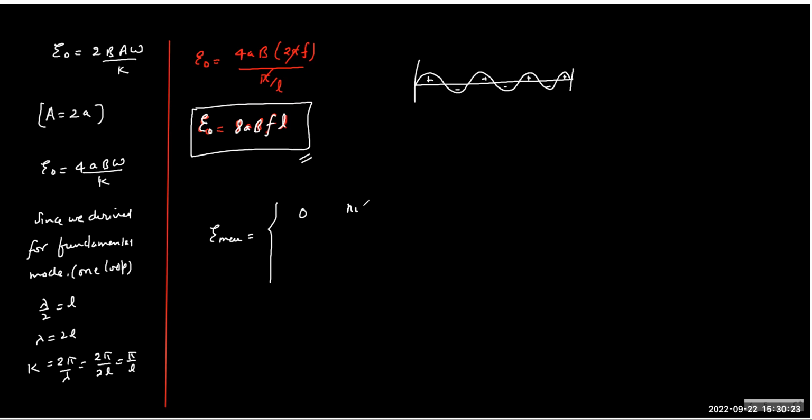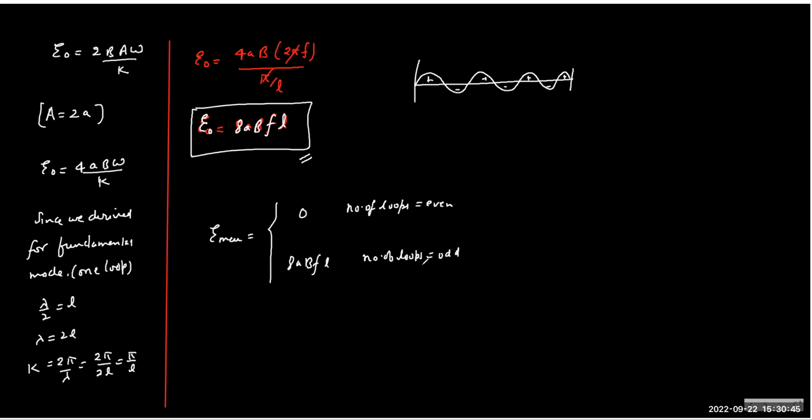when the number of loops is even, or it is this value when the number of loops is odd. So we are not going to get any other answer, right?